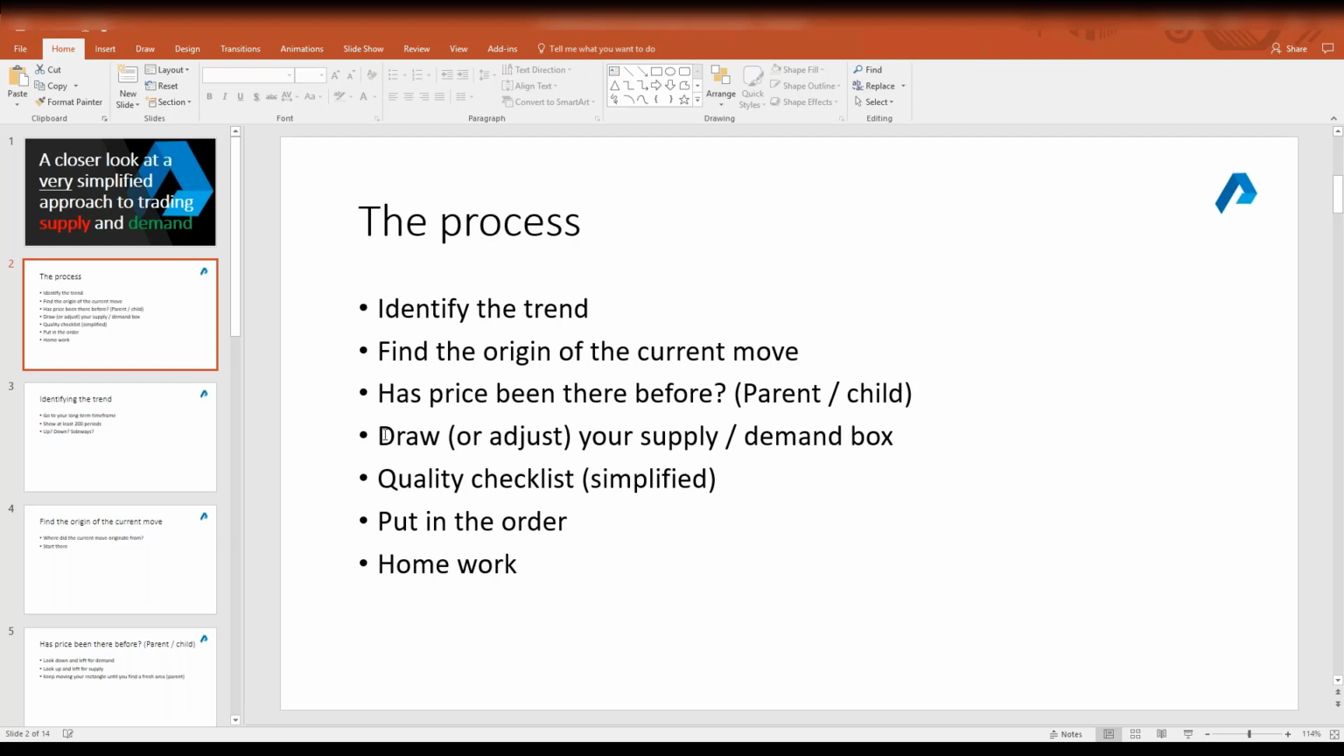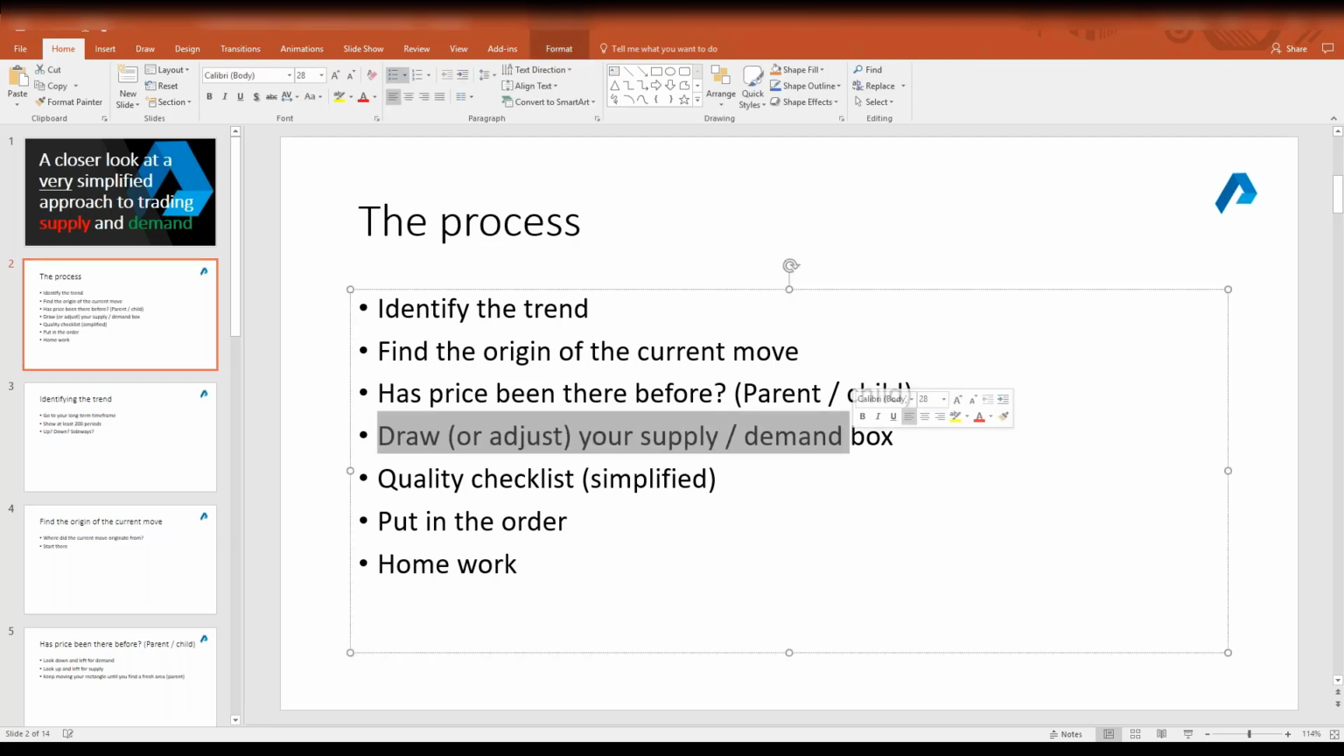Then we have this bit, which is when we simply draw the box on the chart, so we know if we should be buying or selling and where. We have our quality checklist, which we'll have a look at, and putting the order in, and that's it. And the homework, and we can put it out here as well. See if you two guys fancy participating in that.